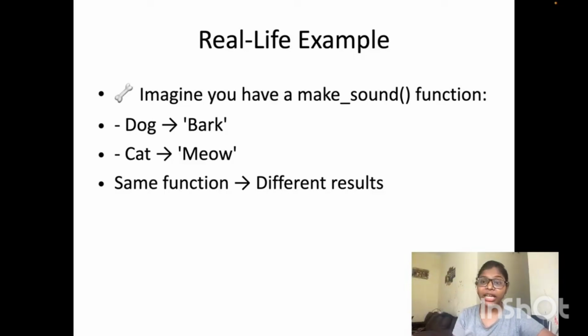So when you are typing your function or your code, in the input you are going to pass your object, and depending upon that object, the function is going to show you a different result. Let's see more examples of how we can implement it at a code level.